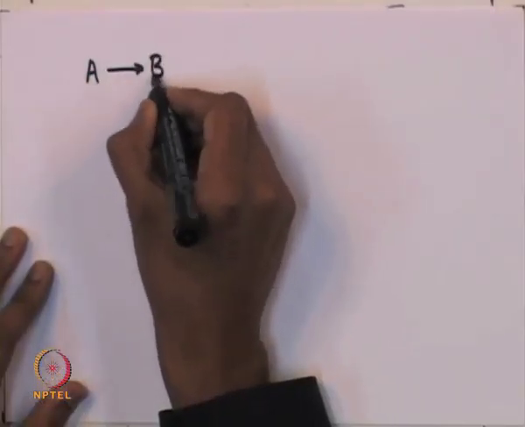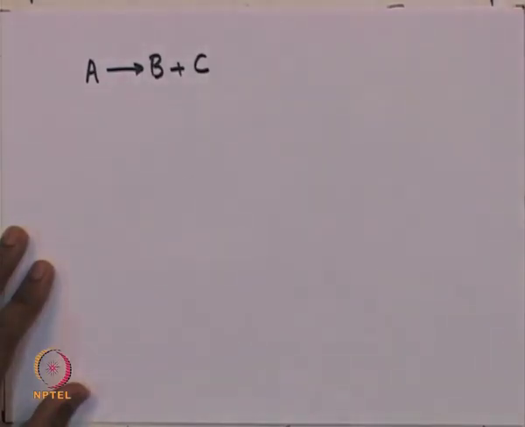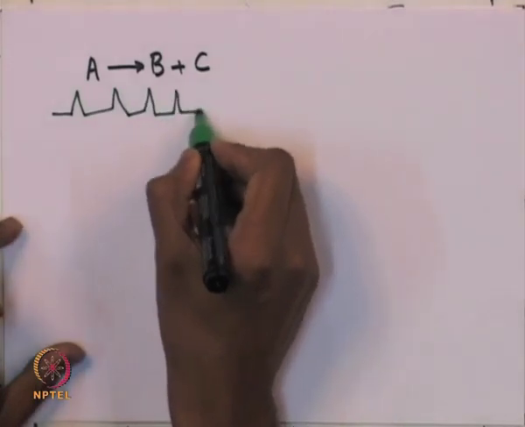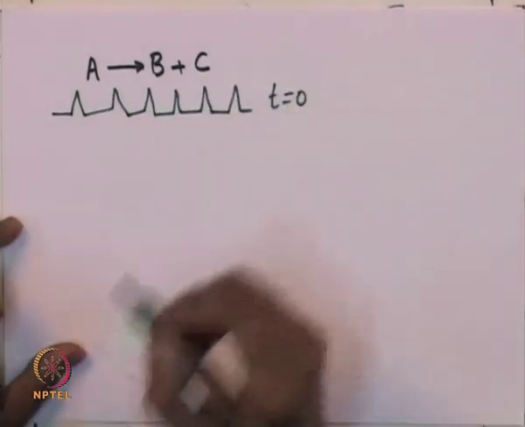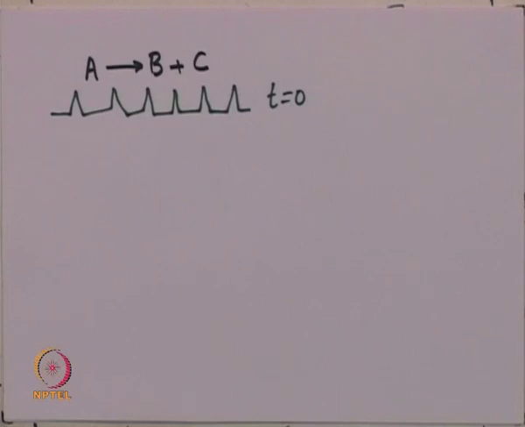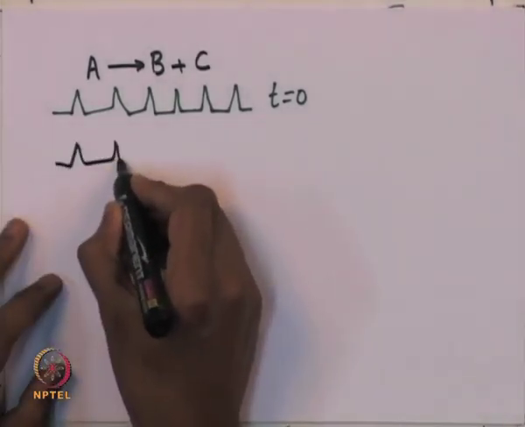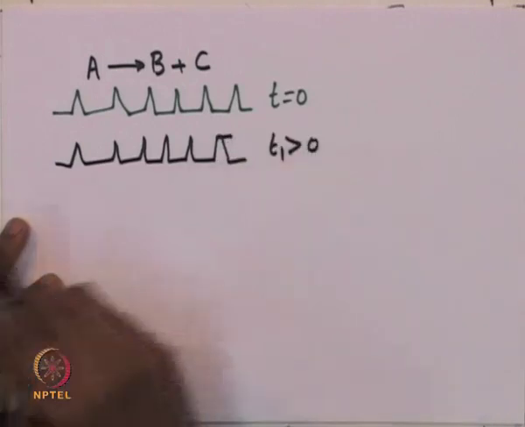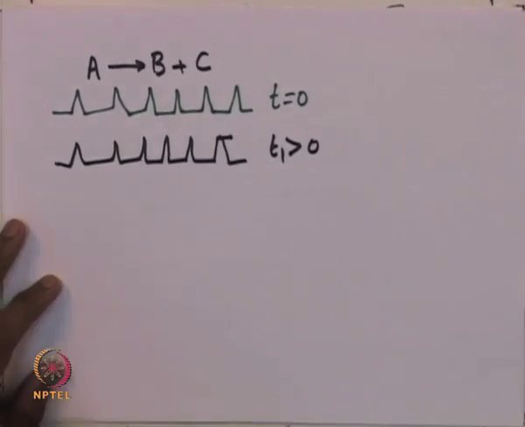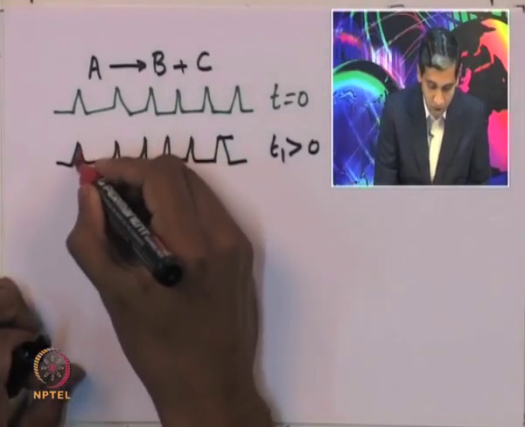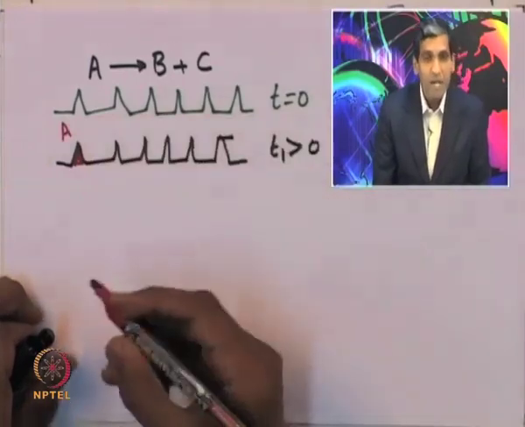So, let us look at this cartoon. Suppose there is a reaction A going to B plus C, a heterogeneous catalytic reaction. Now, suppose these are the active catalyst sites which are present at time t equal to 0 in the catalyst, and after the reaction starts proceeding, these are the catalyst sites at time t1 which is greater than 0. Then some of the sites will be containing the species A, which is adsorbed onto the surface.